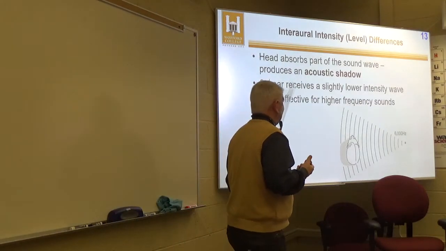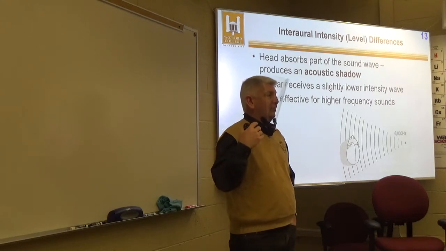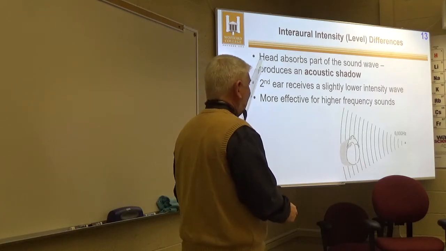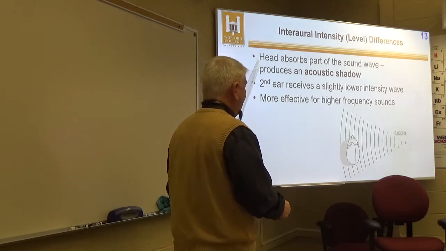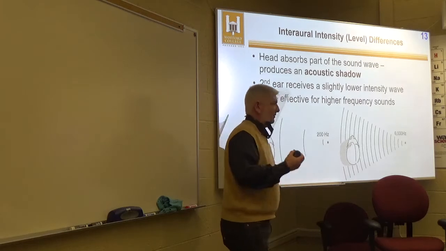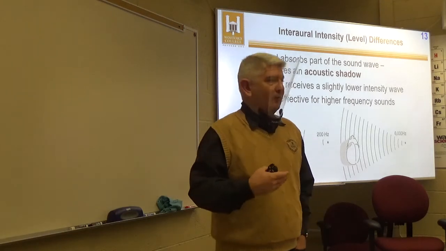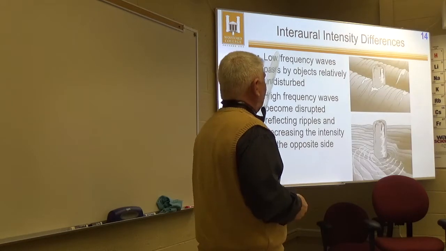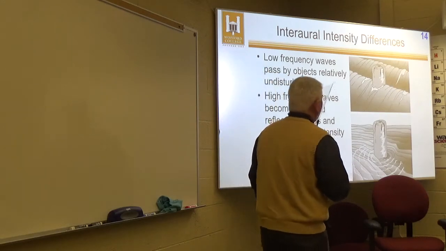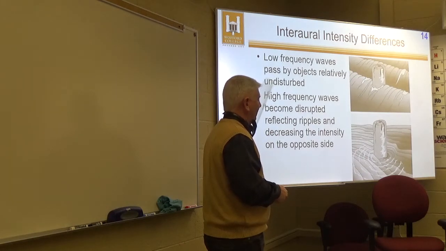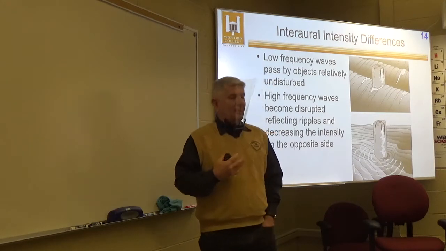So the second ear receives a slightly lower intensity, and this only works for high frequency wavelengths because of the compression of air at higher frequency gets disrupted by the head. Lower frequencies don't get disrupted, and so this doesn't work for low frequency sounds. It only works for higher frequency sounds. So low frequency waves are not as disrupted by something like our head, right? So you can see here how the ripples of high frequency waves get distorted, but low frequency waves don't.